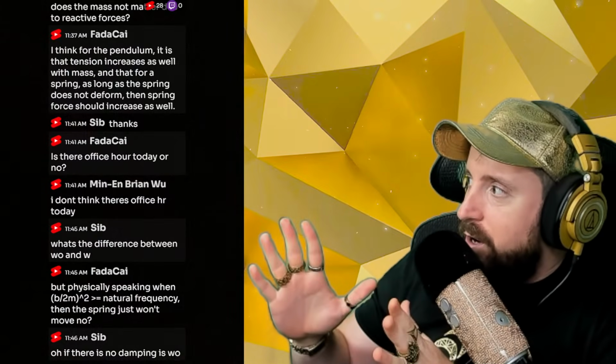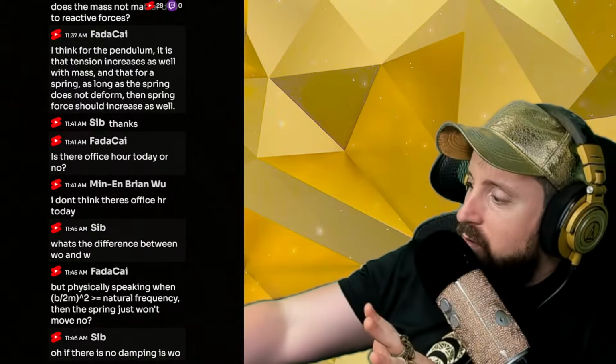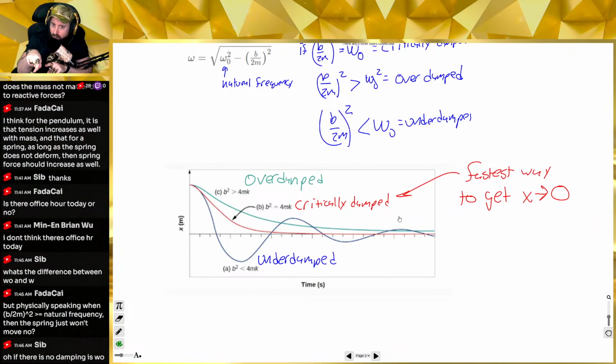It's kind of weird. You're like, wait, why does critically damped go to 0 quicker than overdamped? Shouldn't more damping make it stop sooner? Well, it so happens that if you damp something so much, it basically has friction such that it can't even get to 0.